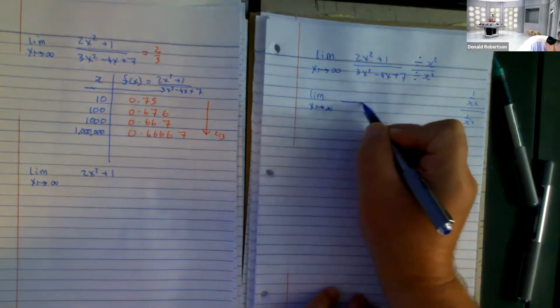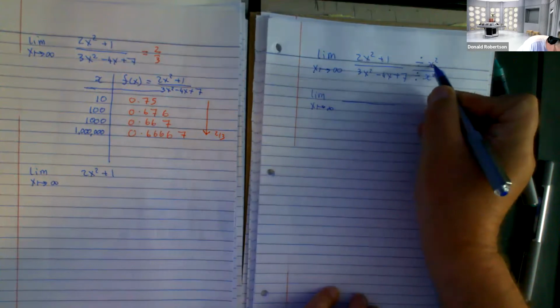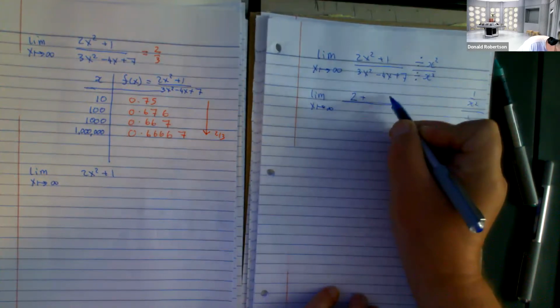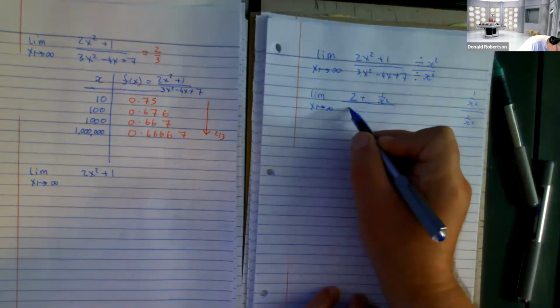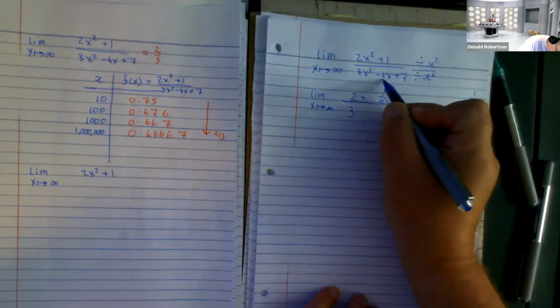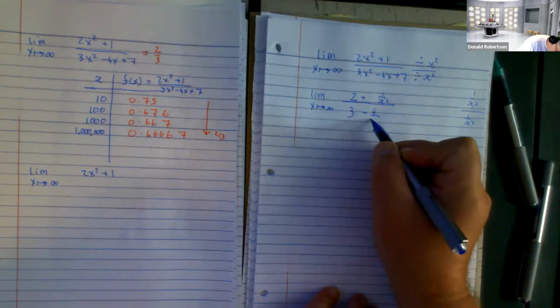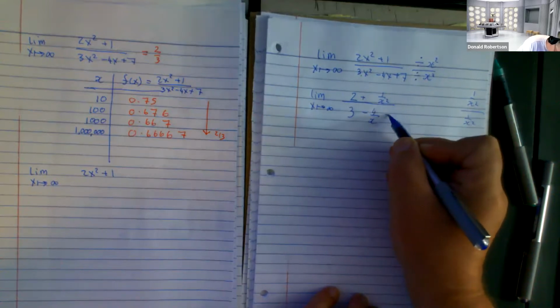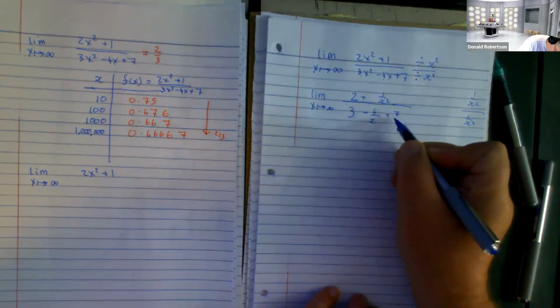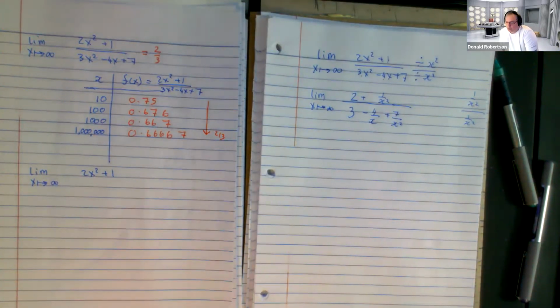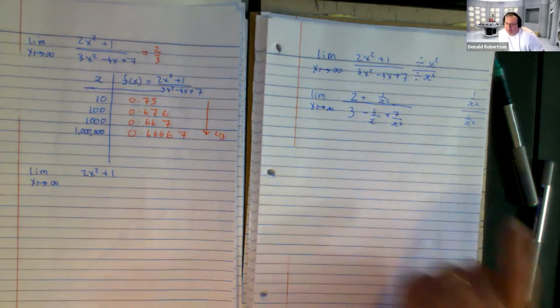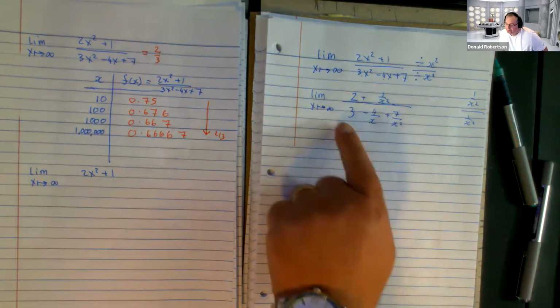If you divide this by x squared, you get 2. If you divide this by x squared, you get 1 over x squared. If you divide this by x squared, you get 3. The middle term, you get -4 over x, and the last term, you get 7 over x squared. Are you happy with all those terms now being divided by x squared? Are you happy about what we got, right?